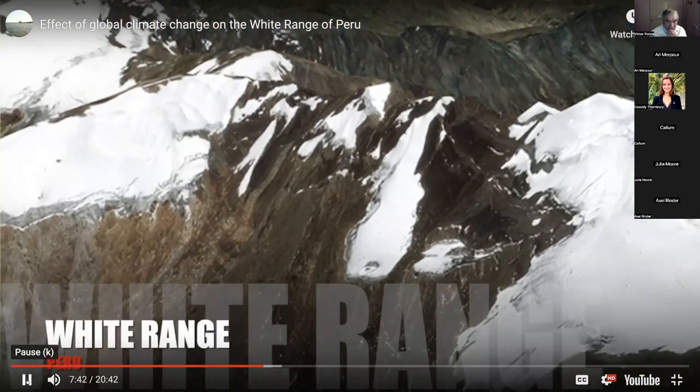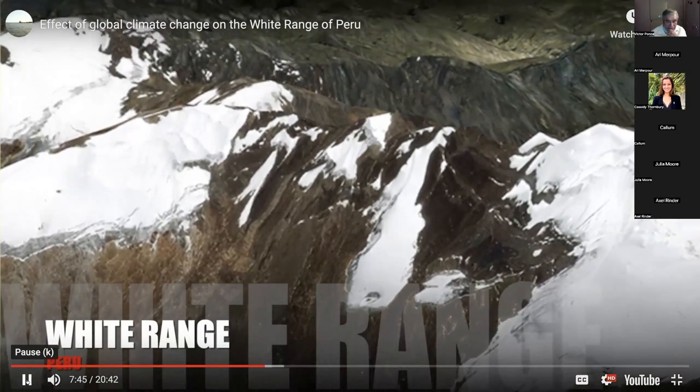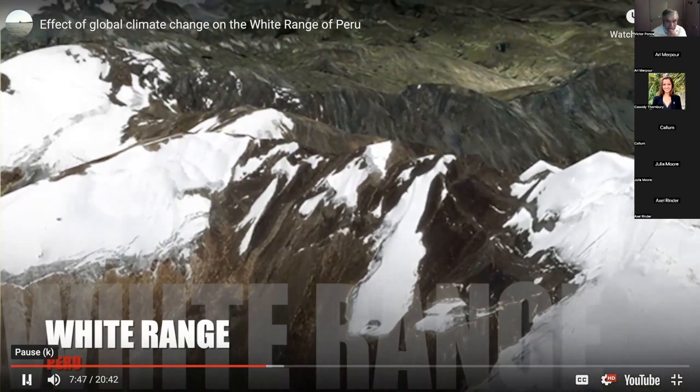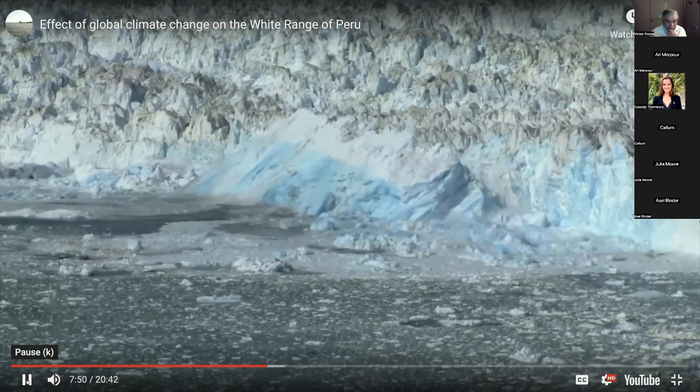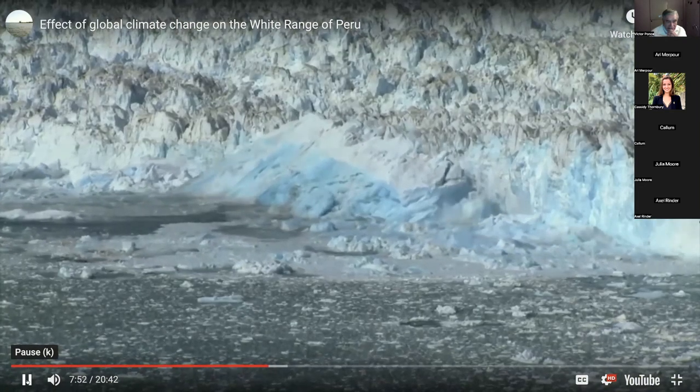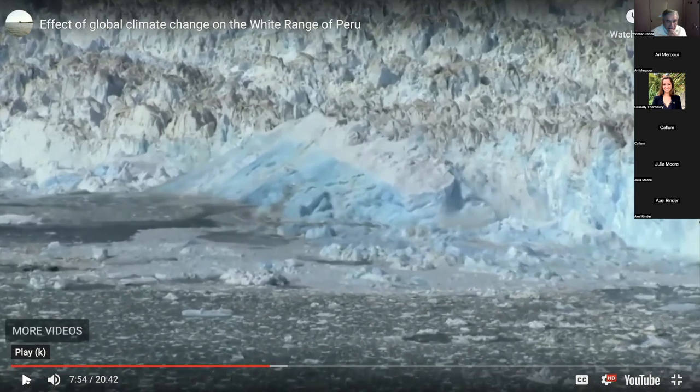Here we focus on the White Range of Peru, which features the largest concentration of glaciers in the tropics. It is clear that global warming is bound to significantly affect these glaciers. In order to get glaciers in the tropics, you need altitude, meaning high mountains. And Peru has quite a few mountains at elevations greater than 5,000, 6,000 meters. About six of them are above 6,000 meters, which is about 20,000 feet, by the way.